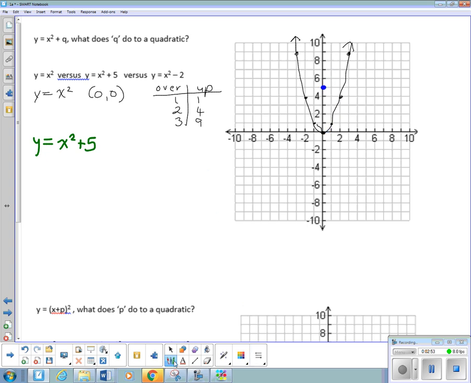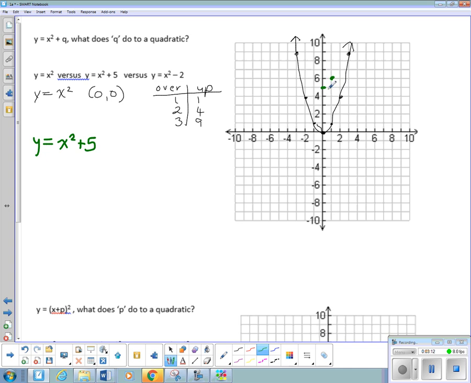Oops, wrong pen. Did all that work and it would disappear on me. So it's here. This point here gets moved up 5 too. 1, 2, 3, 4, 5. This one here gets moved up 5. So everything gets moved up 5.